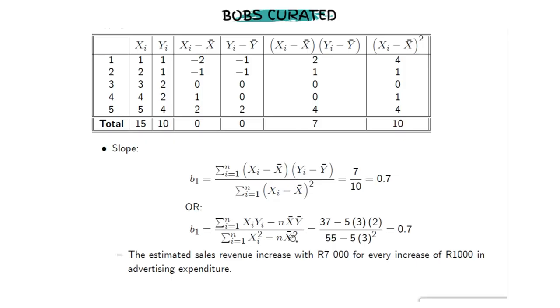Right, so if we've got a value of 0.7 there, we have to multiply that with 10,000. So if we do that, we know that for every increase of 1,000 in advertising expenditure, our sales are going to increase by 7,000 Rand. So that's the relationship between the two.